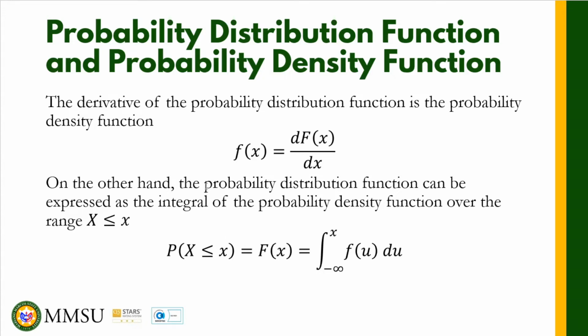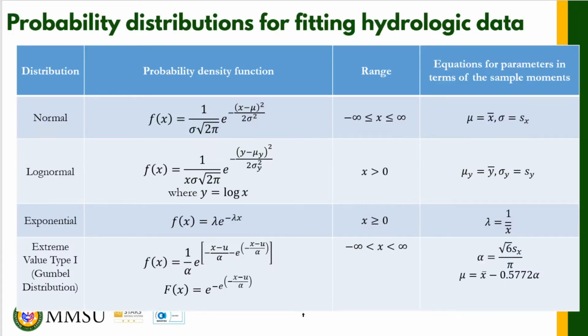All right, now our problem in hydrology is to fit the hydrological data into probability distribution functions. It has already been agreed upon by hydrologists and engineers that precipitation can be modeled using various probability distribution functions. What you can see in the table right now are the different probability distribution functions commonly used for precipitation. So we have the normal distribution.